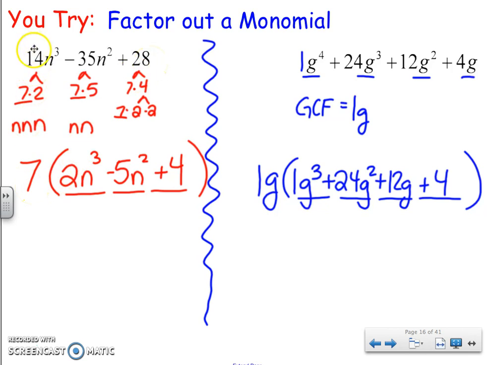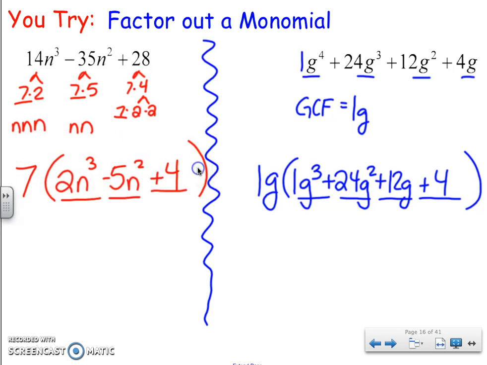So then I just divided 14 divided by 7 to get 2. And again, if I didn't take any n's away, then that means that n to the third power is just going to come back down. Again, negative 35 divided by 7 is negative 5. Again, bring down your n squared. And then 28 divided by 7 was just a positive 4. Okay, so that would be your factored answer.